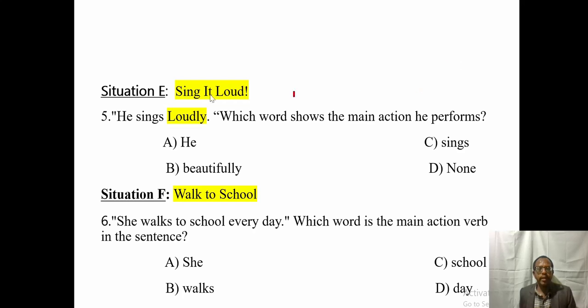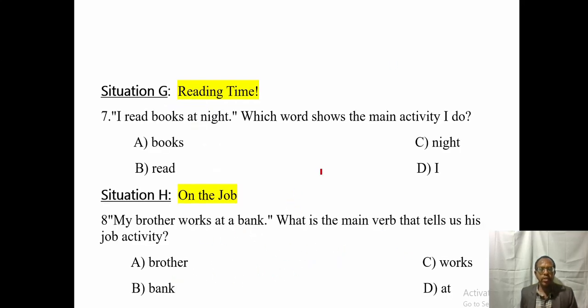And situation E, sing it loud. He sings loudly. Which word shows the main action he performs? A, he, B, loudly, C, sings, D, none. Situation F, walks to school. Question number six. She walks to school every day. Which word is the main action verb in the sentence? A, she, B, walks, C, school, D, day.